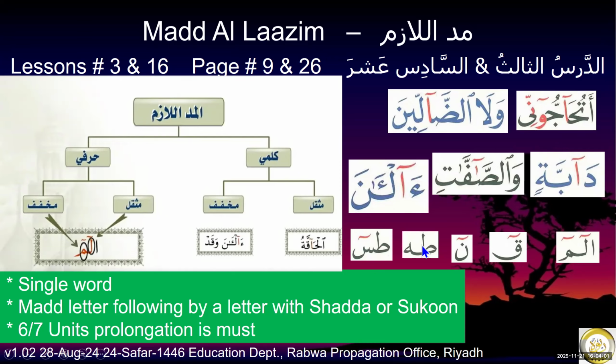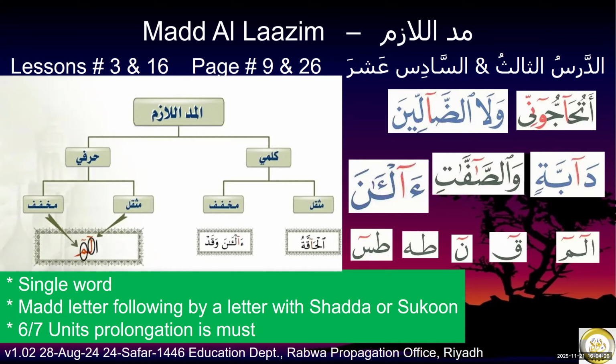Like this one does not have the mad sign. Ta ha. This one, ta, does not have a mad sign. Only the seen has the mad sign. Ta seen. So this is the 6 units mad. So in Tajweed rules, we have three types of prolongation: 2 units, 4 units, 6 units, or you can say 2 units, 4 or 5 units, 6 or 7 units.